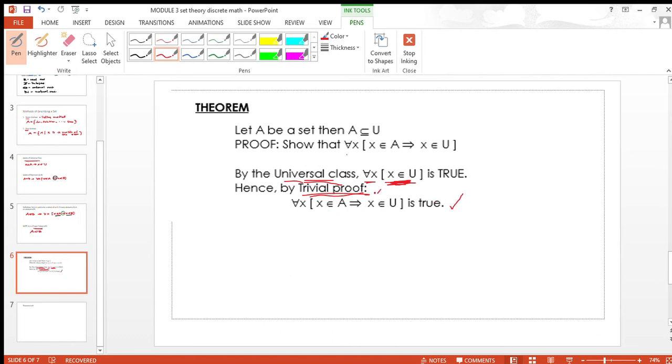So if you want to go back to the definition of the trivial proof, just go back to your notes. Basically, the trivial proof says that if you are given if P then Q, and Q is true, regardless of the value of P, the statement is true. So here we have if P then Q. If Q is true, which is indeed true, then the statement will be true regardless if P is true or false.